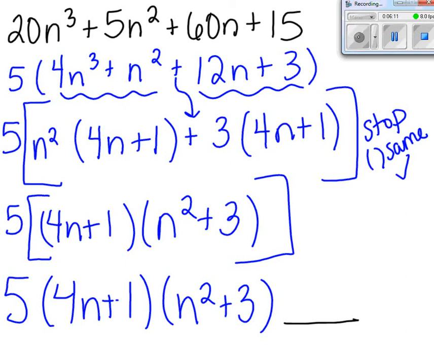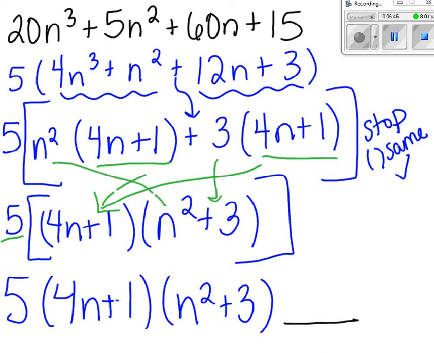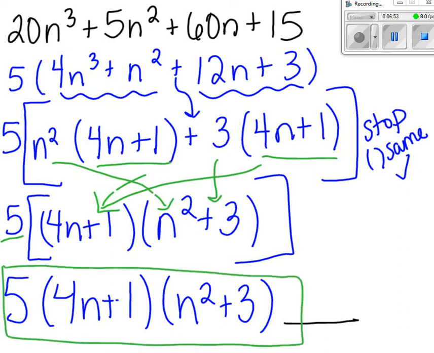Okay, so I factored this problem by grouping. I first took out the 5, and when I did that, I got 4n cubed plus n squared plus 12n plus 3. I left the 5 on the outside, looked at the first two terms, they had an n squared in common, took that out. Looked at the last two terms, they had a 3 in common, took that out. I noticed that I had the same thing inside both my parentheses, so I felt pretty confident about going forward. I knew that I still had this 5 on the outside. I knew that one of my parentheses would be 4n plus 1, and my other parentheses was made up of what was left over. So my actual answer is going to be 5 times 4n plus 1 times n squared plus 3.